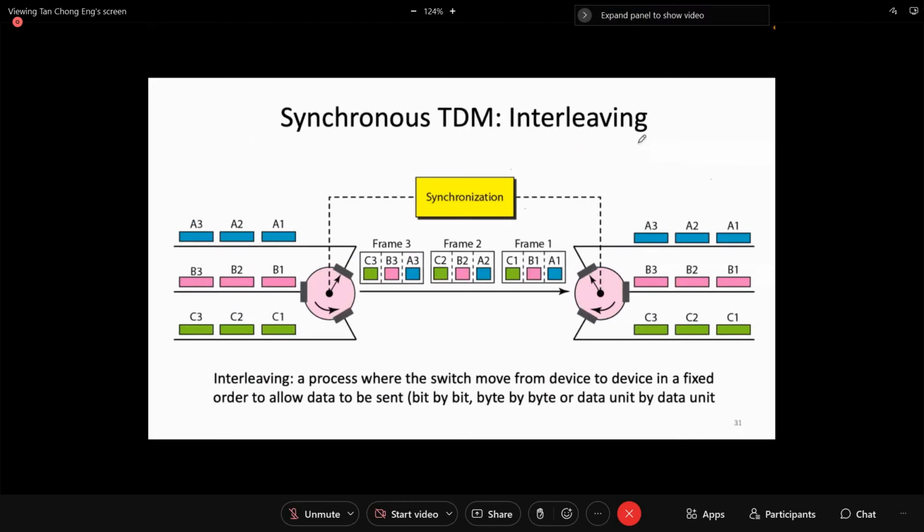And synchronous TDM, the word synchronous, the word sync, means synchronized. So synchronized means what? The multiplexer and the demultiplexer, the two will have to be synchronized properly. The two have to run at the same speed, at the same clock speed. So in our daily life context, same thing here. How do we synchronize? How do I synchronize with all of you?